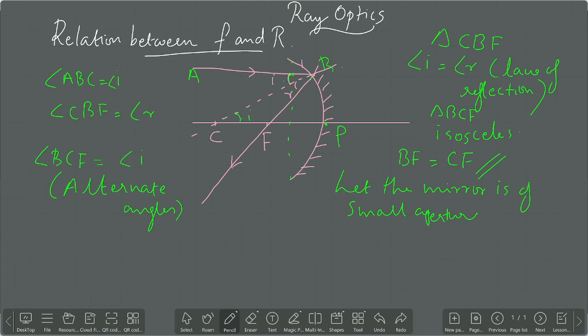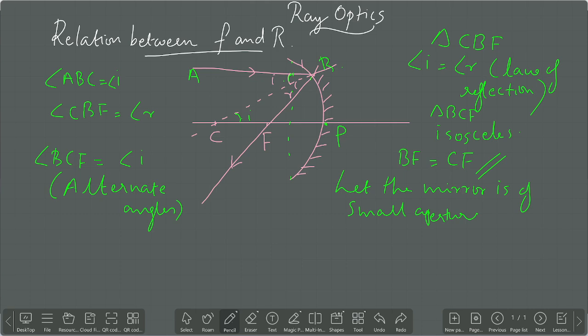What can you say about B? If it is very small, B will be almost close to what? P. Because you know physics, we are using a lot of approximations. Without approximation we cannot get a result. For that sake, this B will be close to P when the aperture is very small.